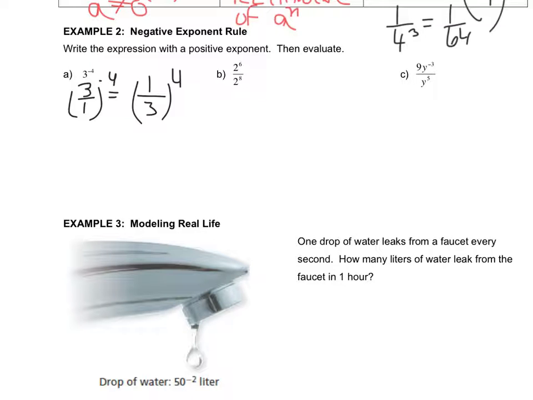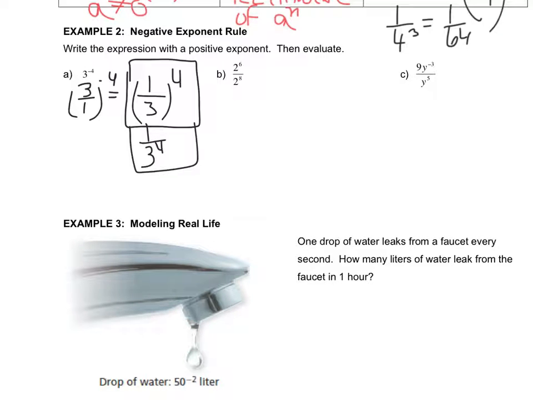So the first part of the question says write this as a positive exponent. We did that. There's your positive exponent, 1/3 to the 4th. Sometimes you'll see it written as 1 over 3 to the 4th at this point. Either one of those is fine.